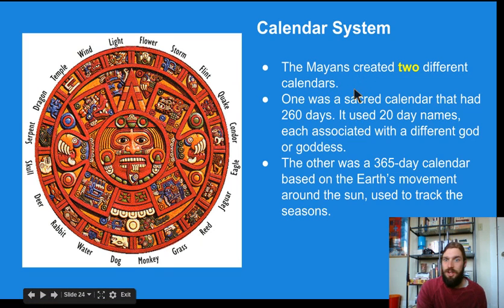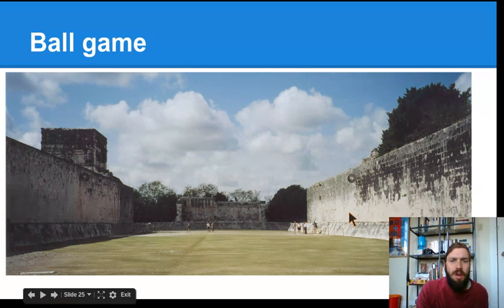So the Mayans created two different calendars. One was based on the religious cycle, and one was based on the Earth's movement. Okay, so they kept very close track of time. Again, shows how good they were at math. Ball game. This is actually a ball game stadium this looks like in Chichen Itza. I think this is in Chichen Itza. They had a ball game stadium, and these little circles here are the goals.